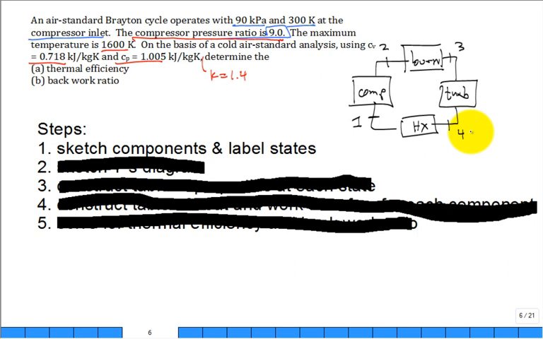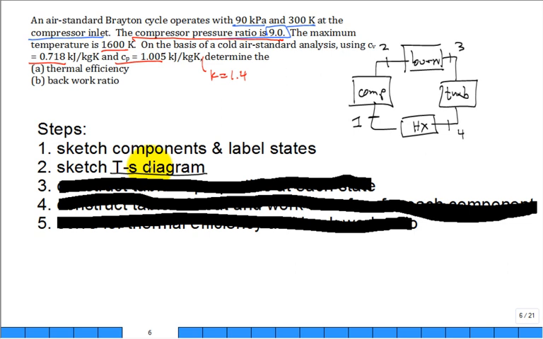Now, the next step is we want to start to sketch our TS diagram. And maybe you could also do a PV or a pH diagram, but I'm just going to emphasize the temperature entropy diagram. There's other useful property diagrams, but let's just stick with the TS. When you model this cycle on a temperature entropy diagram, you're really processing the second law for each of those components, as well as the first law.